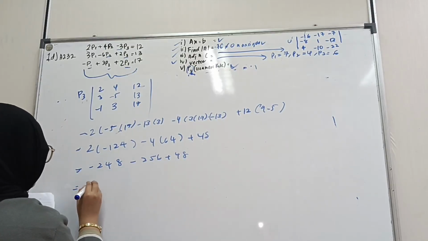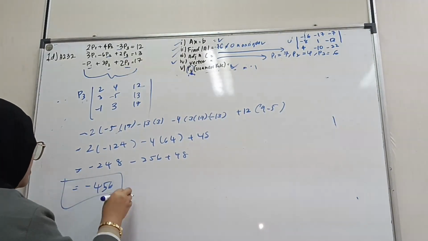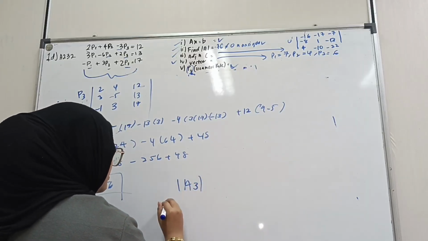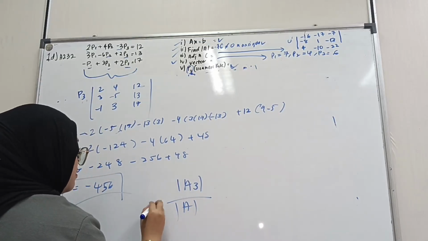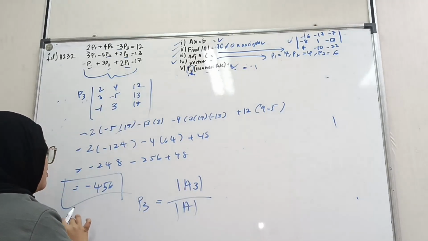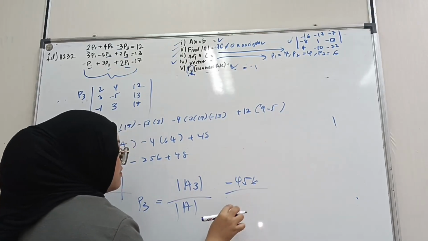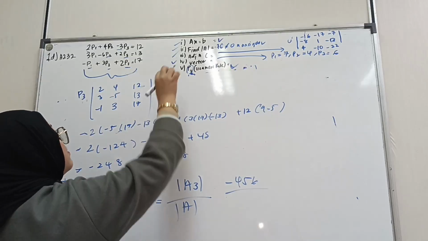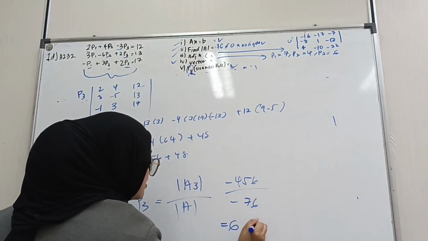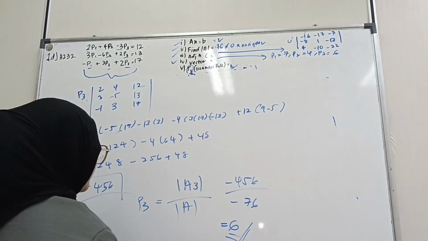The final answer is negative 456. We have to put the total under the formula, which is A3 divided by the determinant. Then we get P3. For A3, we put the total that we get right here. This is minus 456 divided by the total of A, which is negative 76, so we get 6. Just that answer. So we have cleared all of the steps.